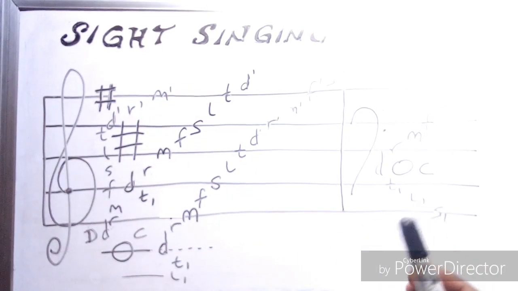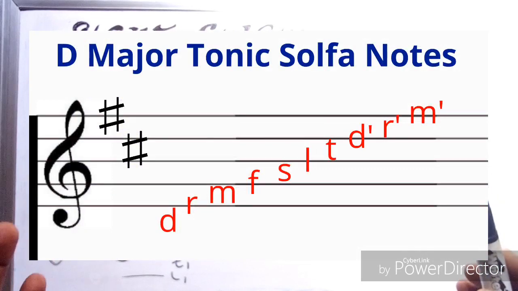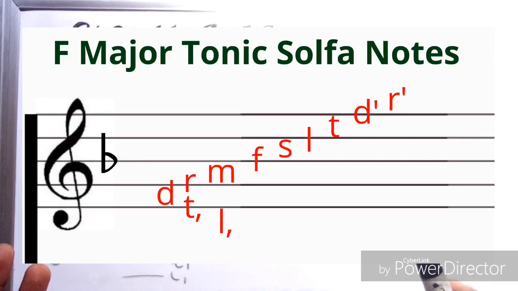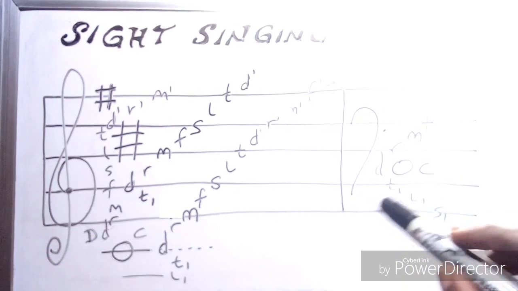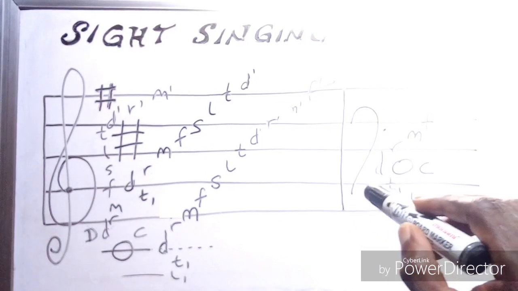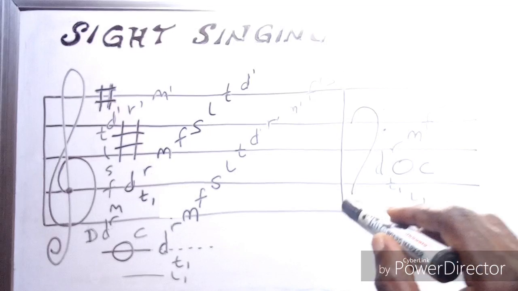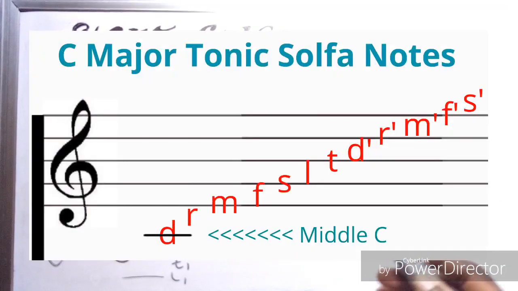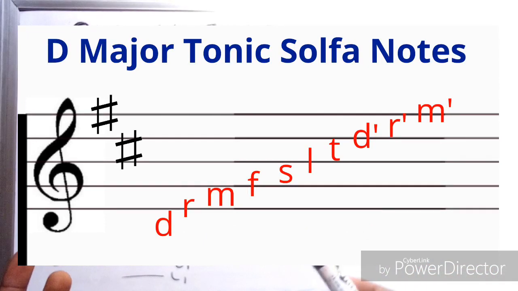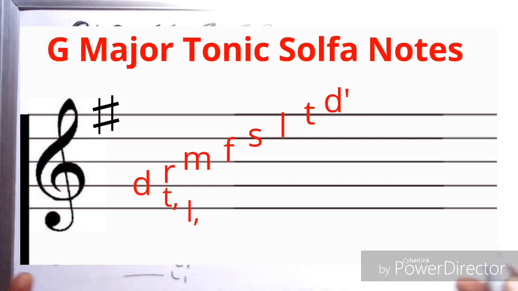So just take note of the sharps or flats at the beginning of the piece of music. That tells you the key in which the song is written. And then locate the letter name of that key, and that becomes the tonic of that key. And in this case, we have looked at the scale of C major, D major, and of course G major.